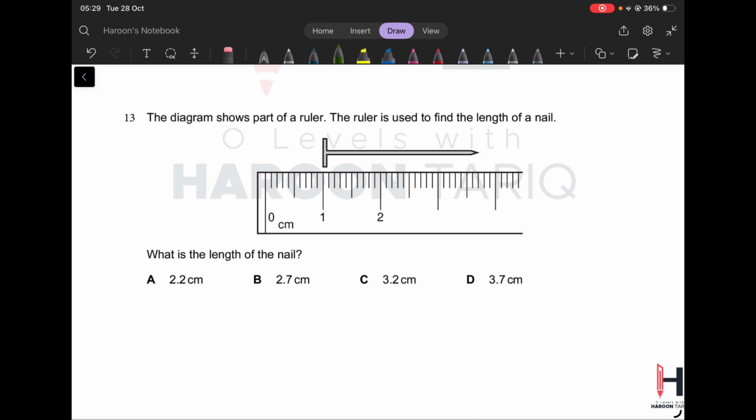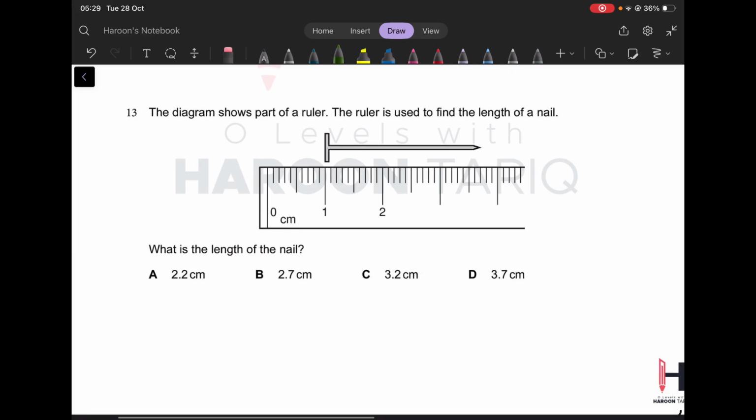Next, the diagram shows part of a ruler. The ruler is used to find the length of a nail. Once again, we have zero error. What is the length of this particular nail? So we have zero error over here. This would be 3, this would be 3.5, 3.6, 3.7. So if I go down from here, this is actually 3.7. And the starting point you can see is 1, and this is in centimeters. The unit has been given over here.